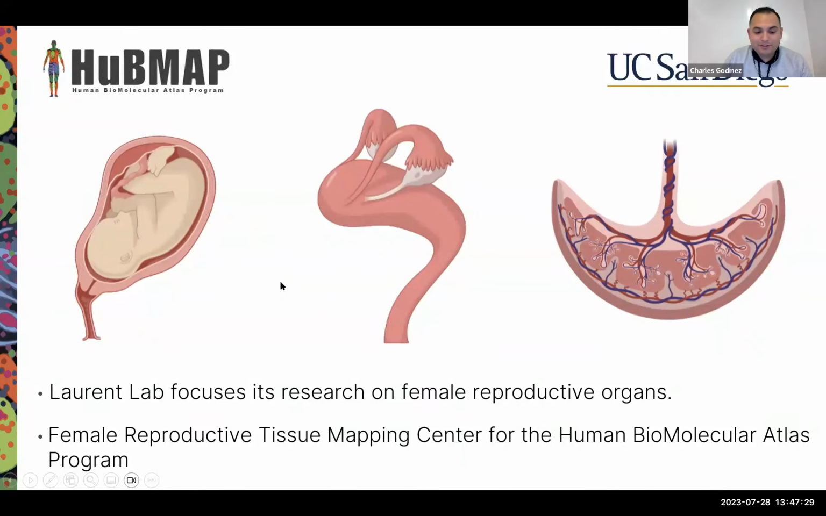So the Laurent Lab is a translational lab that focuses its research on female reproductive organs to improve pregnancy outcomes. The lab works towards identifying biomarkers for diseases such as preeclampsia, placenta accreta, and preterm birth. With respect to HuBMAP, we're the Pregnant Female Reproductive Tissue Mapping Center, and our group's role is to create multimodal atlases for the placenta, fallopian tube, and uterine endomyometrium using healthy tissues.